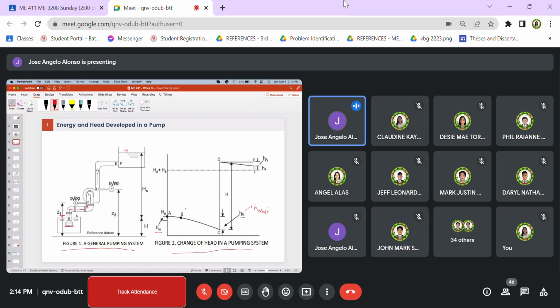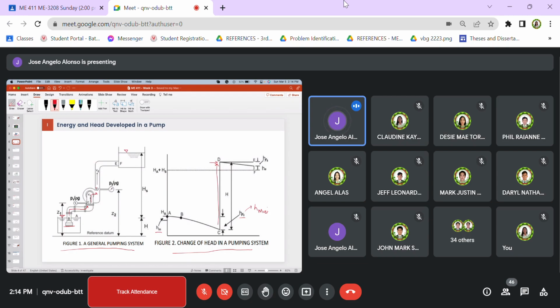Then the purpose of the pump is to provide energy to our fluid, or to increase the total head developed, or total dynamic head. So from C to D, the pump raises the energy of the fluid, or the head developed, from this point, the lower level C, going to point D.